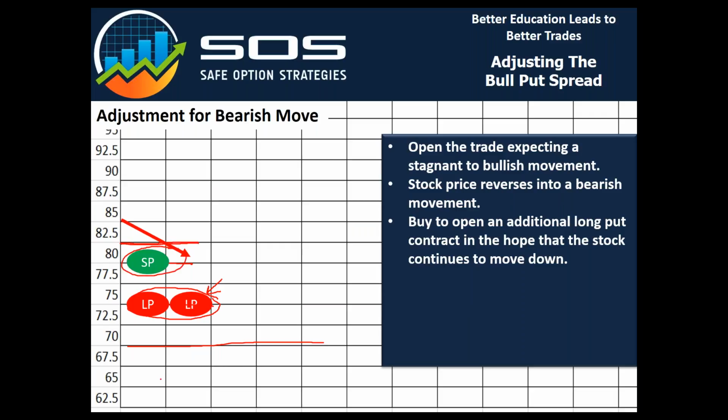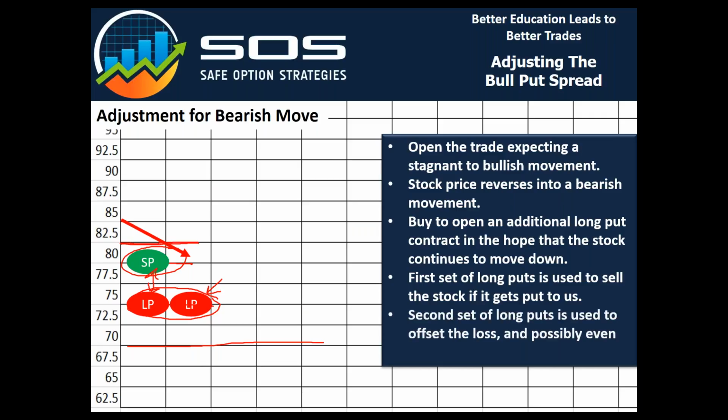And this is a very simple adjustment to make, but it is most likely just going to lower our loss. It's unlikely that this adjustment would get us into profitable territory. It's an easier adjustment to make, but the reality is it's more likely to just narrow our loss. Our first set of long puts will end up covering us on what our max loss would have been on the trade no matter what. Our second set of long puts are there to try and get profit that offsets that loss. It could yield an overall profit in the trade. That is possible.